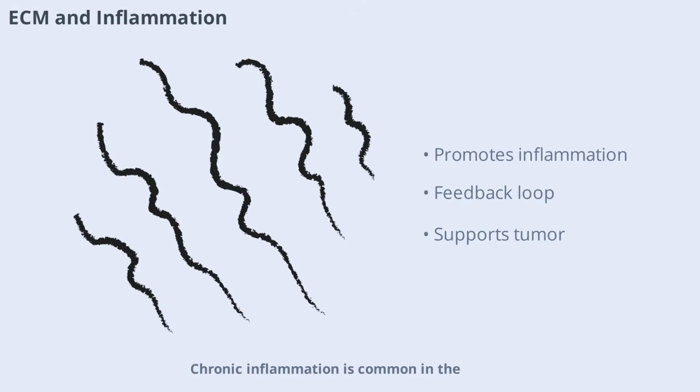Chronic inflammation is common in the tumor microenvironment and can promote cancer progression. The ECM can influence inflammatory responses by interacting with immune cells and releasing signaling molecules. In turn, inflammation can lead to further ECM remodeling, creating a feedback loop that supports tumor growth.